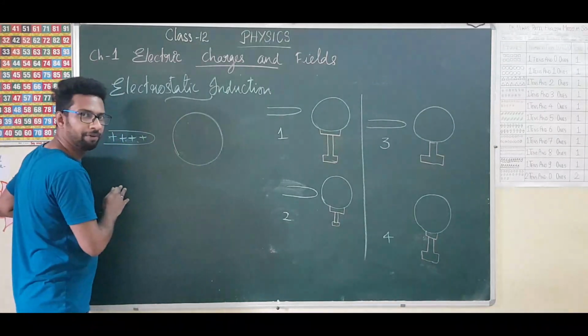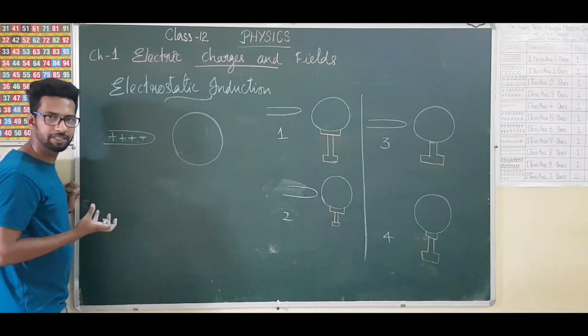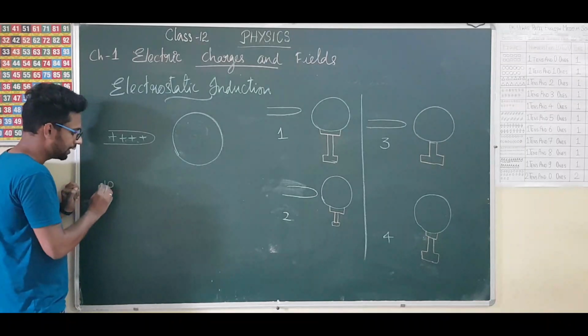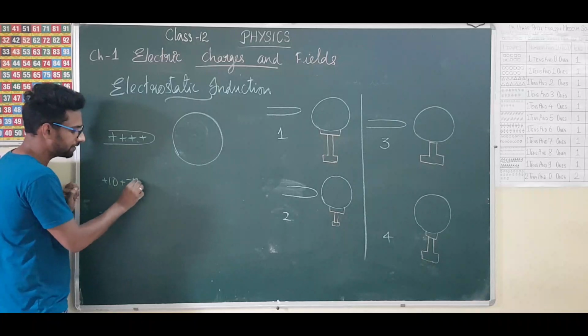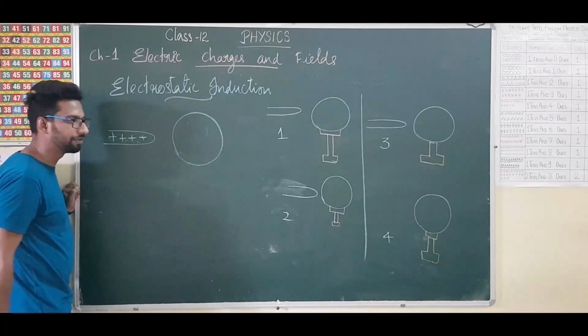A neutral metallic sphere means a neutral body, with an equal number of positive and negative charges, isn't it? Suppose there are 10 electrons and 10 protons. Then what is the net charge? Plus 10 plus minus 10. Then the total charge will be 0. This is how you call it a neutral body.